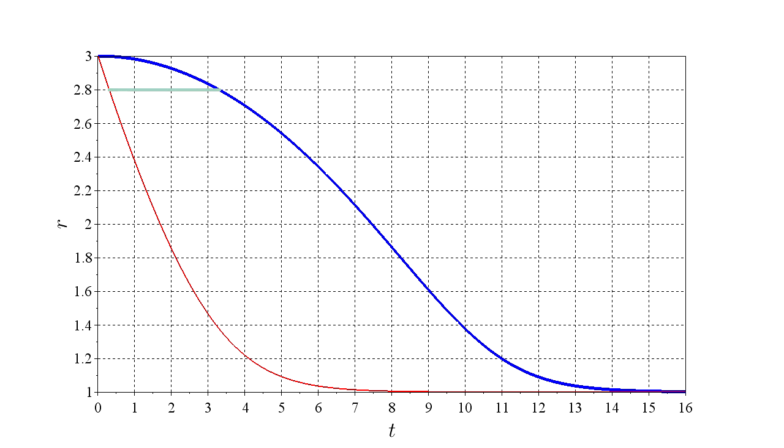If at a given r-coordinate, 2.8 in the case shown here, we draw a horizontal line between the curves, its length represents the delay of the rock relative to the photon in reaching that coordinate. As we move to smaller r-values, this delay grows, but not without limit. Arbitrarily close to the horizon, the rock is never more than a given length of time behind the photon.